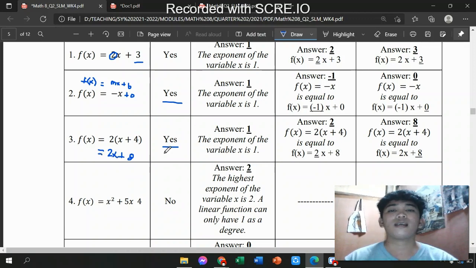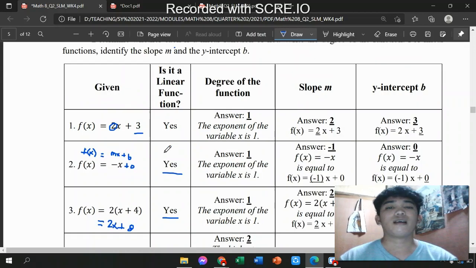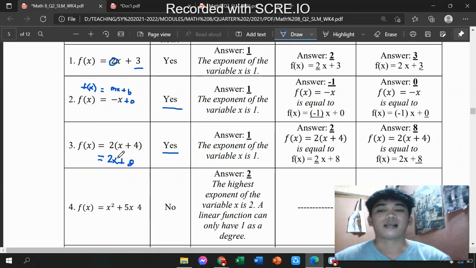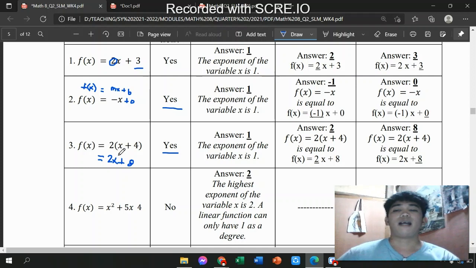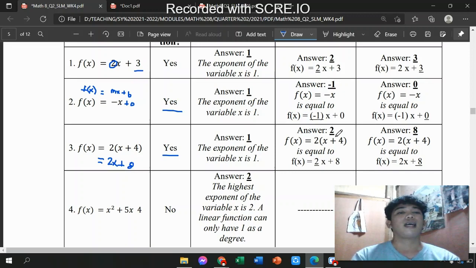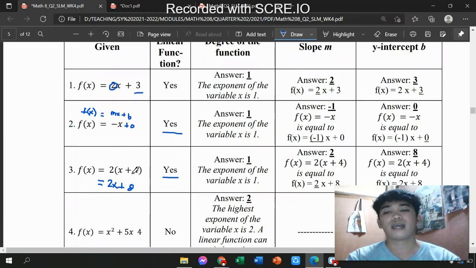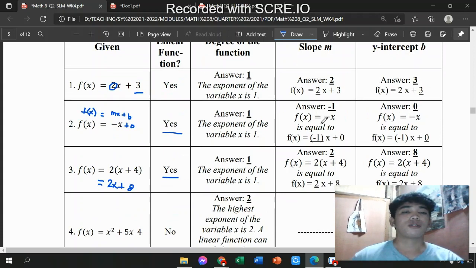Then ang atong degree of the function is still 1. Kay wala may exponent lain nga nakabutang, so that ang atong exponent is automatically 1. So this is a linear function. The exponent of the variable x is 1, so our degree is 1, and our slope m, sa mx plus b, 2x plus 8. So ang atong m or slope is 2. Ang atong y-intercept b is 8.